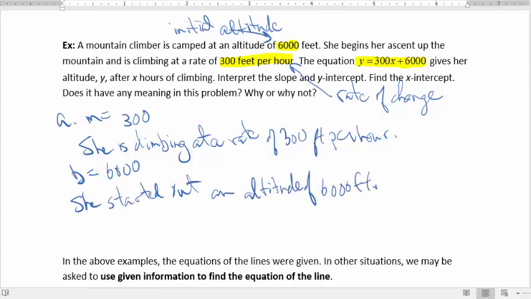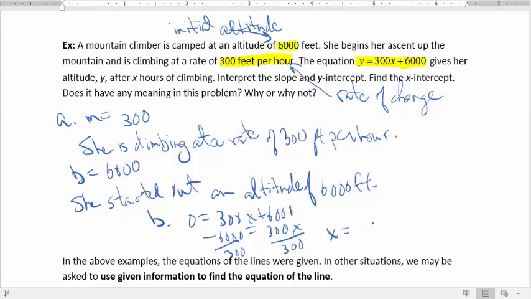Now if we try to think about the x-intercept, what's the x-intercept going to be? It's the value of x when y equals 0. So we would have to do 0 equals 300x plus 6,000. We would subtract 6,000 and then divide by 300. But 6,000 divided by 300 is, in this case, negative 20. And since x is time in hours, it doesn't make any sense. It really has no meaning in this case.